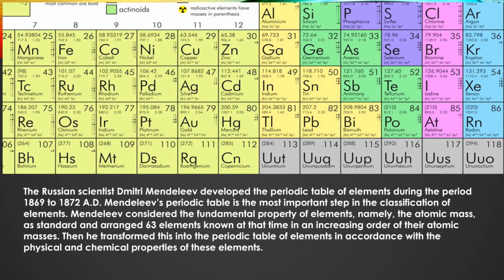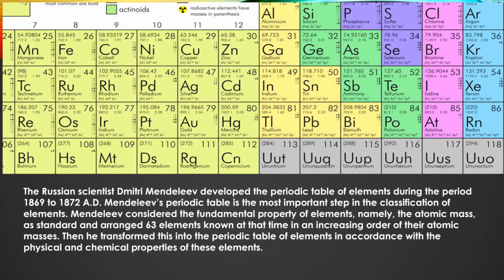Mendeleev's periodic table. The Russian scientist Dmitri Mendeleev developed the periodic table of elements during the period of 1869 to 1872 AD. Mendeleev's periodic table is the most important step in the classification of elements. Mendeleev considered the fundamental property of elements, namely the atomic mass, as standard and arranged the 63 elements known at that time in an increasing order of their atomic masses.